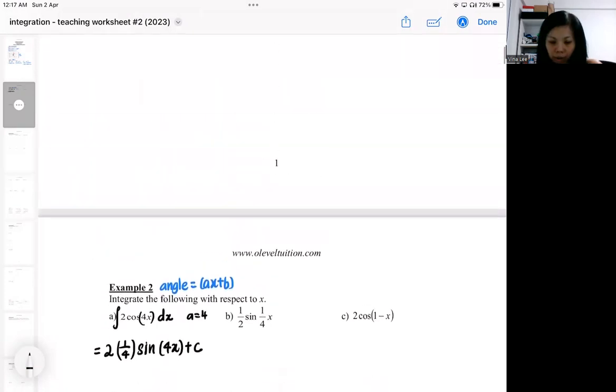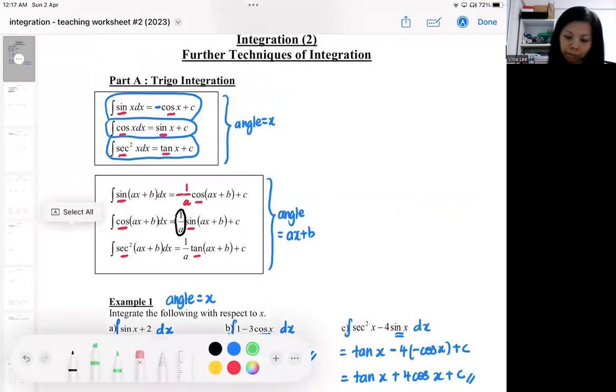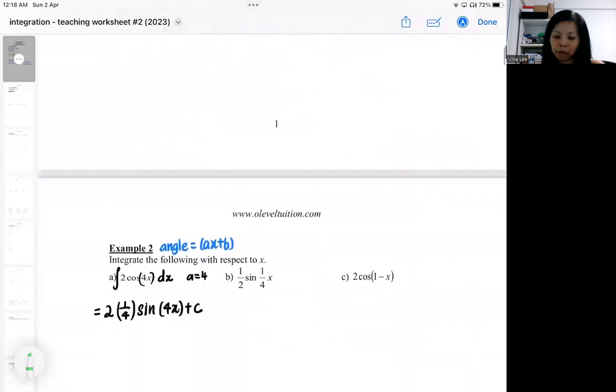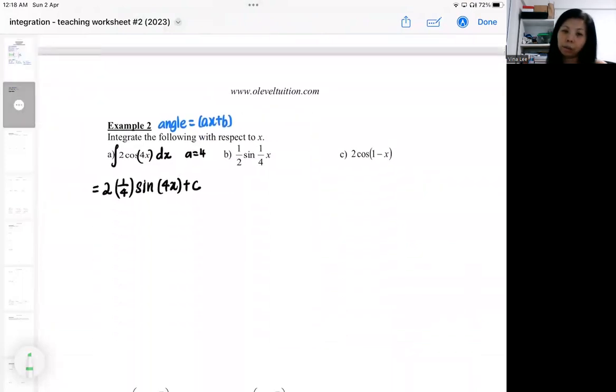So I'm using this part here, this formula. Integrate cosine is going to give you a sine, and then don't forget you have a 1 over a. It will be good if you write the a at the side. After that, you try to simplify, and that's it. That's your answer.